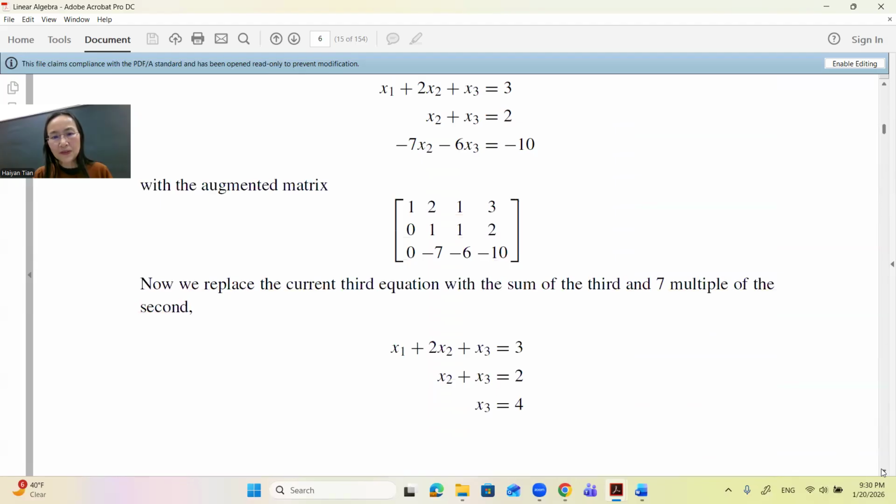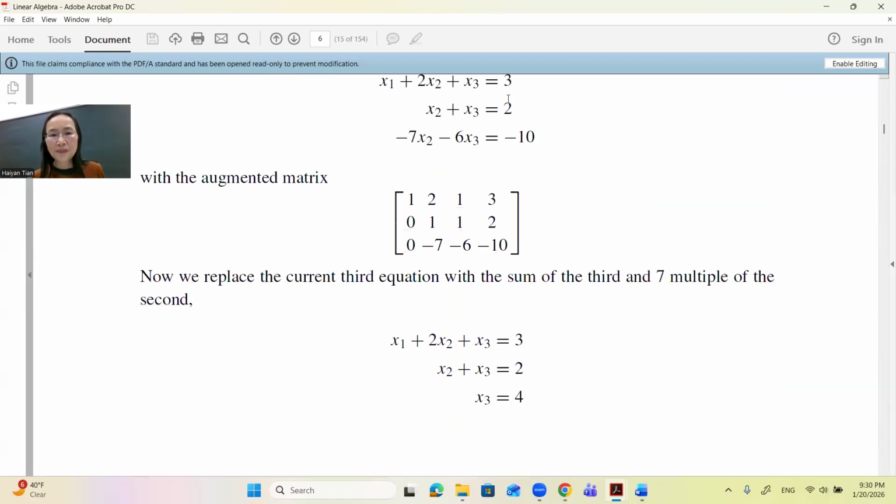So now we have come this far. What can we do? If we look at the first equation, we keep it as is. For the second equation, we want to eliminate the x2 variable from the third equation so we can have a triangular form. And to eliminate the x2 variable, what do we do? I can make use of the second equation.